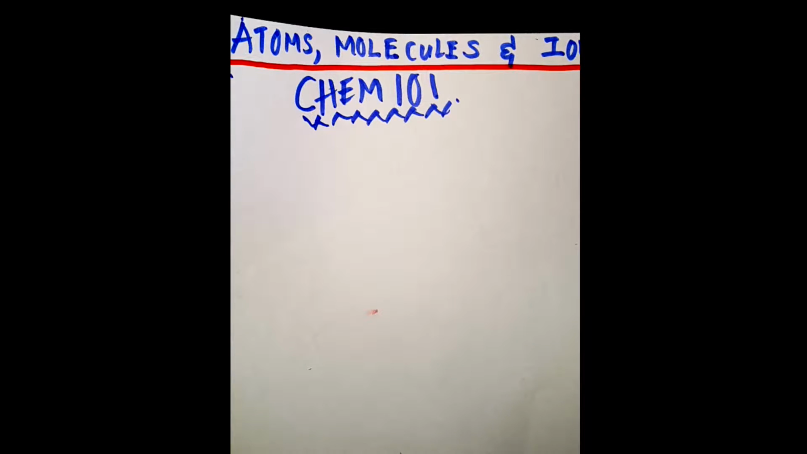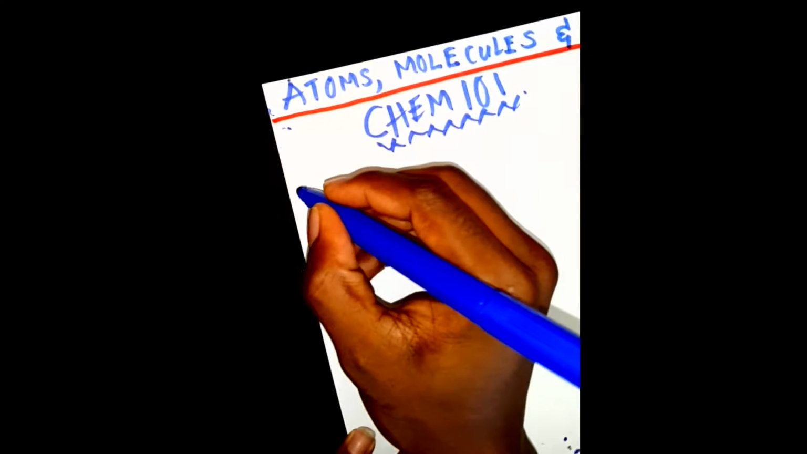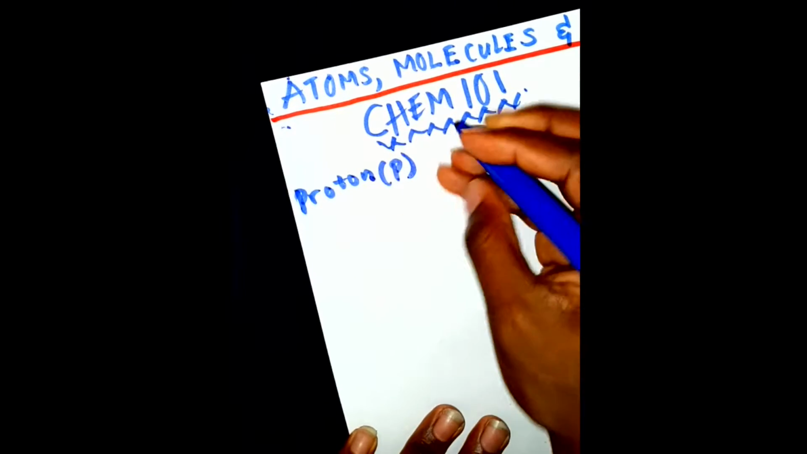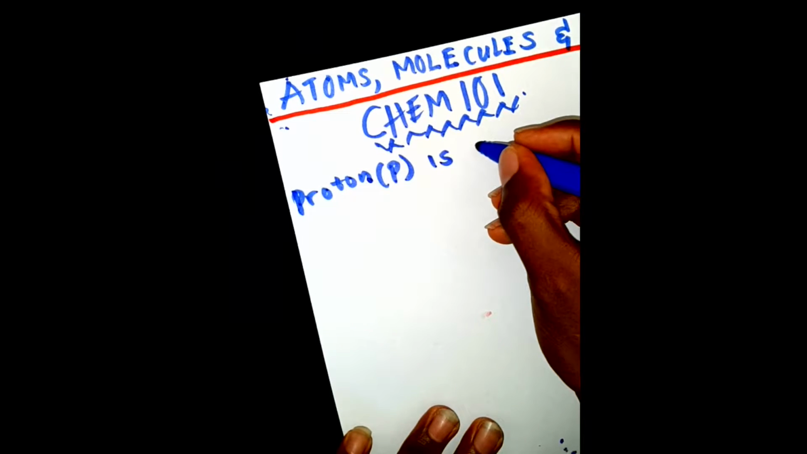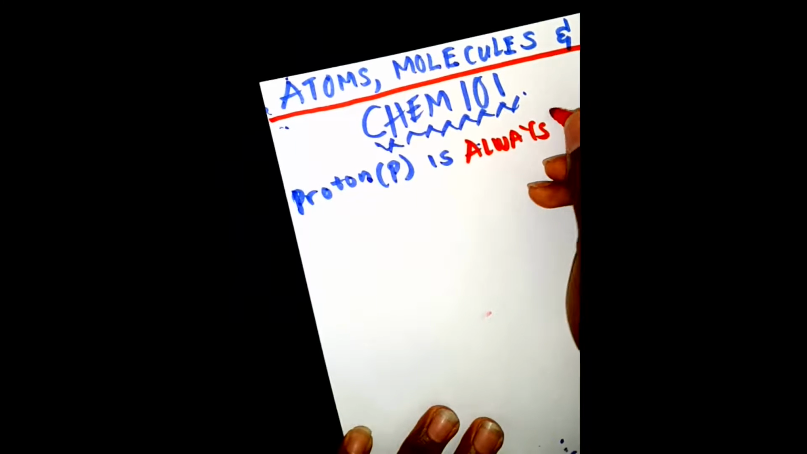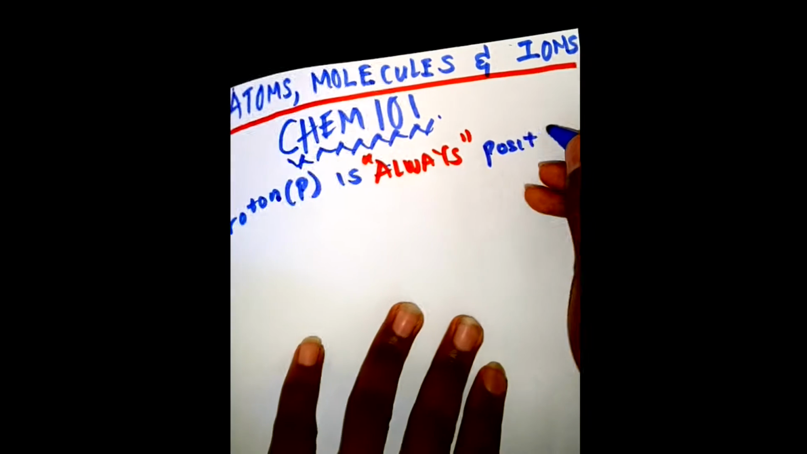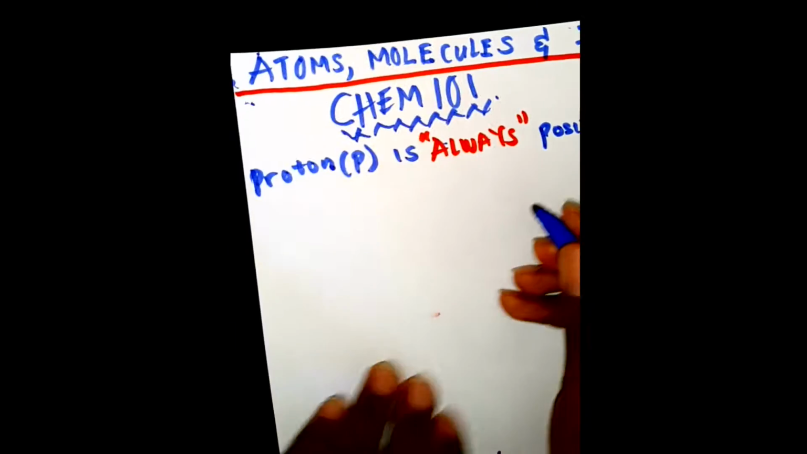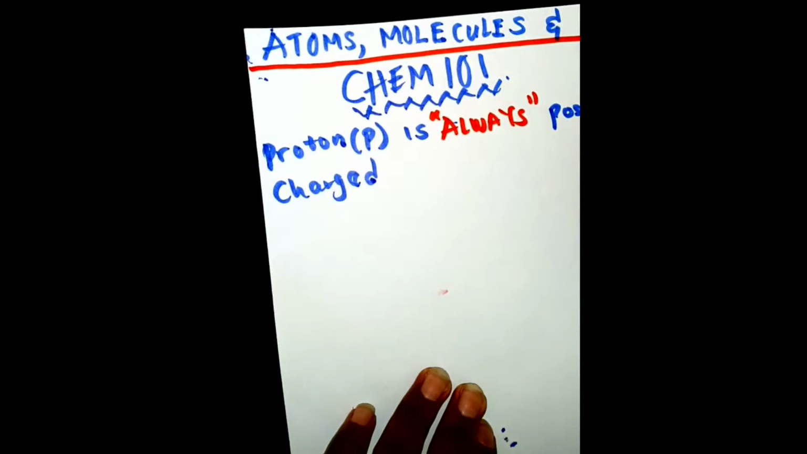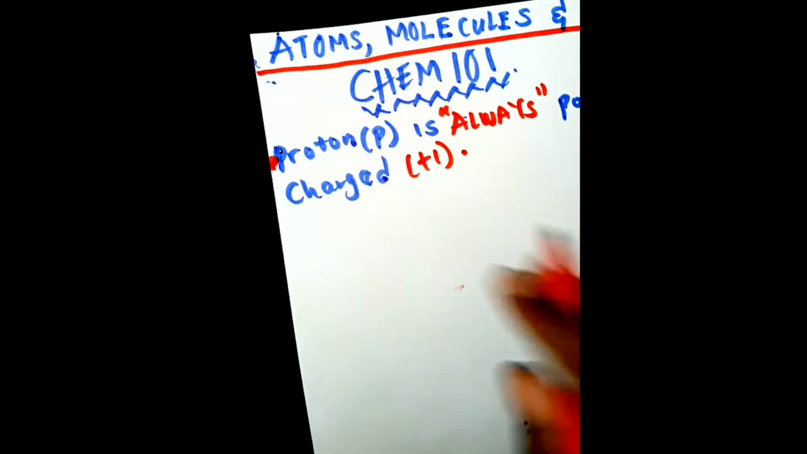Proton is always positively charged. What do I mean by that? A proton, which is P, is always positively charged. That's the first thing you need to know.